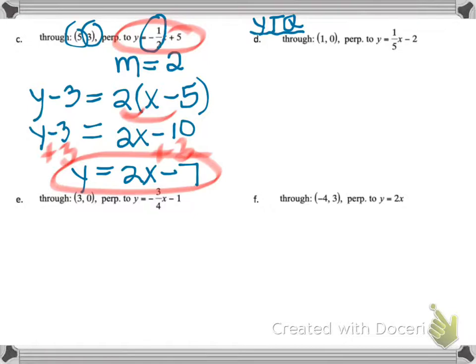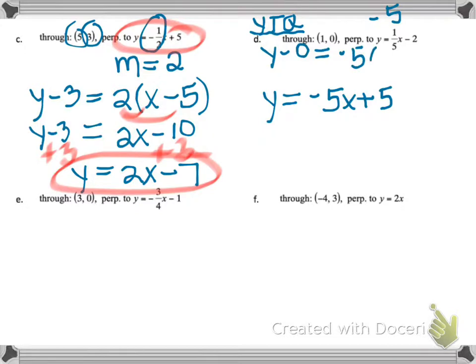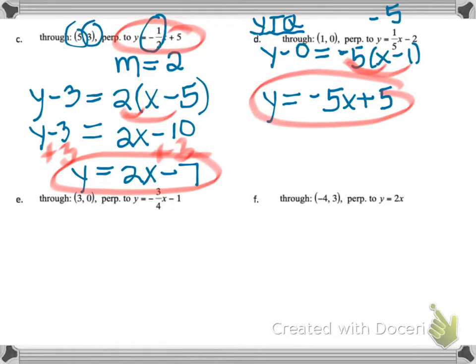The correct answer to the you try question was y is equal to negative 5x plus 5. Again, we had y minus 0, that's plugging in the coordinate. The slope of the new line would have to be negative 5. If we take 1/5 and flip it and change the sign, we get negative 5. Multiply that by x minus 1. When I distribute the negative 5 through, I get negative 5x, and then negative 5 times negative 1 is positive 5. Since that was a y minus 0 on the other side, there's nothing to bring back over. That's my final answer.